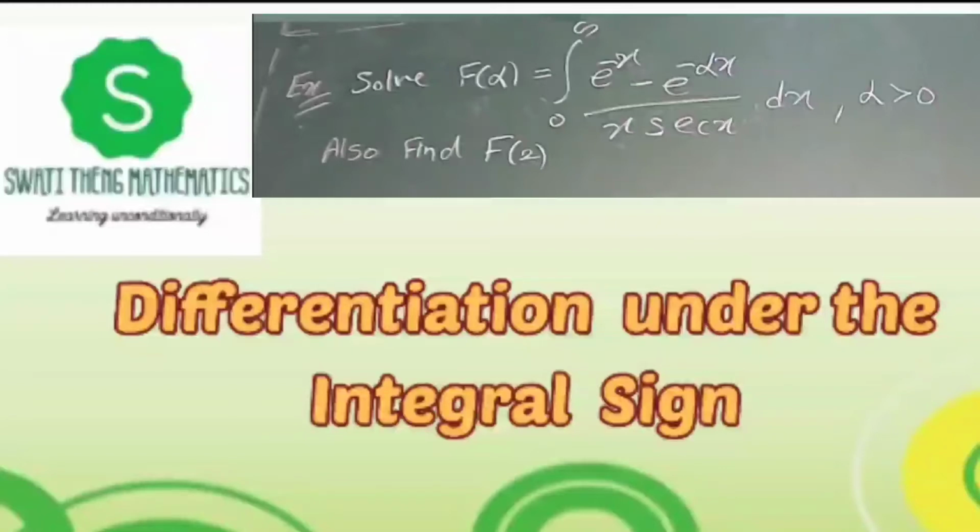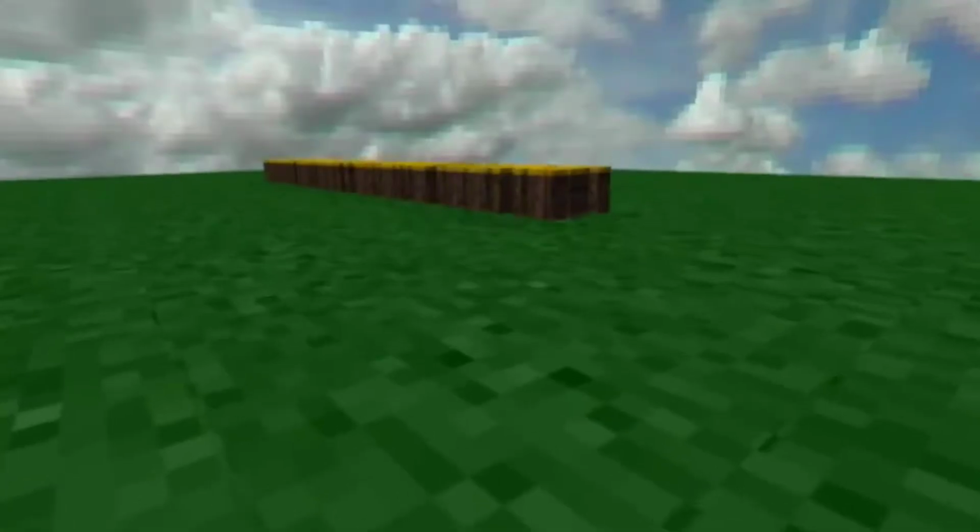In this lecture, we are going to discuss the next example. Here, the example is using differentiation under the integral sign. We have to solve the integral from 0 to infinity of (e raised to the power minus x minus e raised to the power minus alpha x) divided by x sec x dx. Here, alpha is strictly greater than 0. Also, find the value of f of 2. So now see how to solve this example.